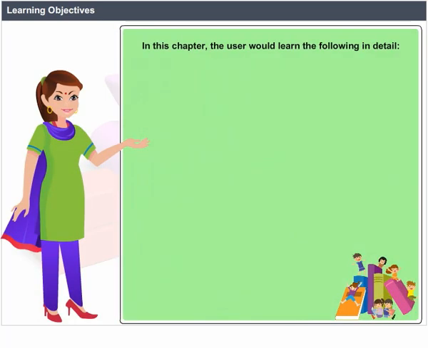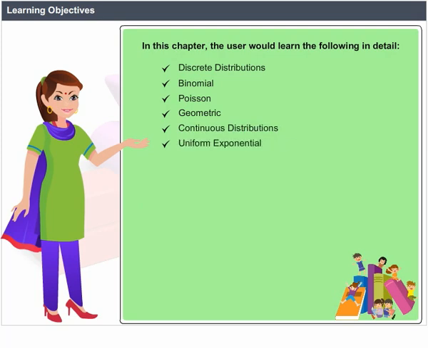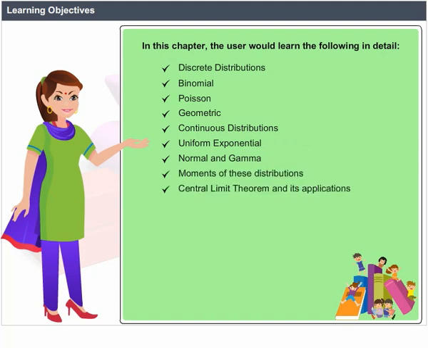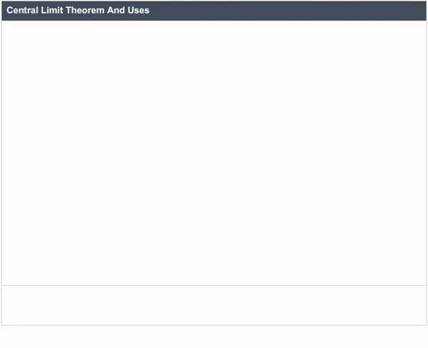Learning objectives. In this chapter, the user would learn the following in detail: discrete distributions, binomial, Poisson, geometric; continuous distributions, uniform, exponential, normal and gamma; moments of these distributions; central limit theorem and its applications. Central limit theorem and uses.